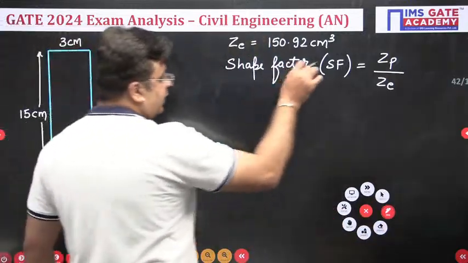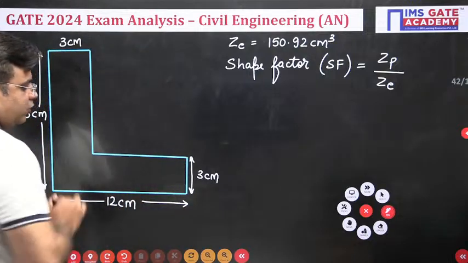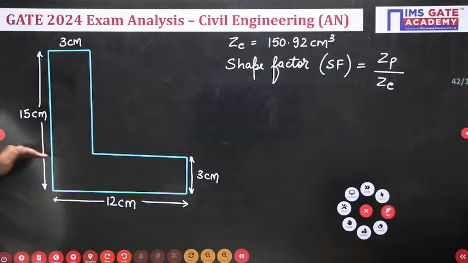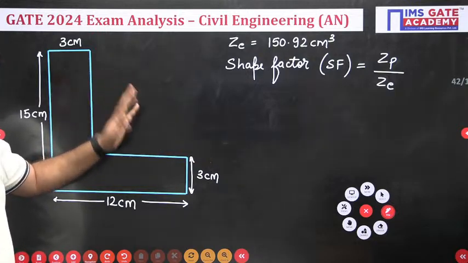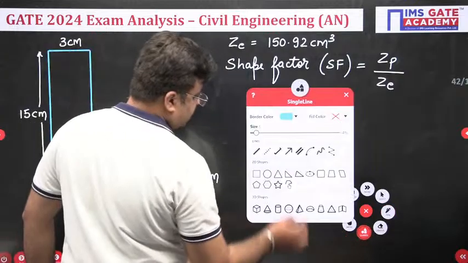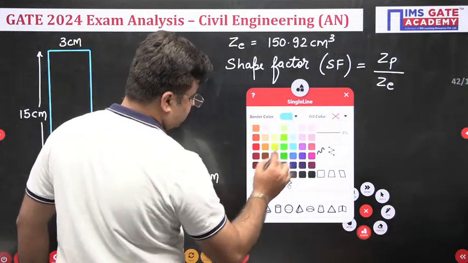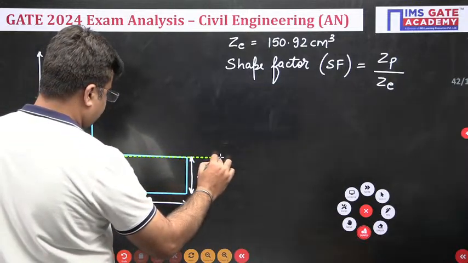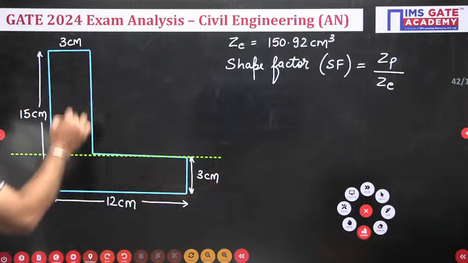So for calculating the plastic section modulus, first you need to calculate the depth of equal area axis. Equal area axis will be dividing this entire cross section into two equal halves, right? So if you take an axis like this which is passing through this junction, these two are the equal areas.